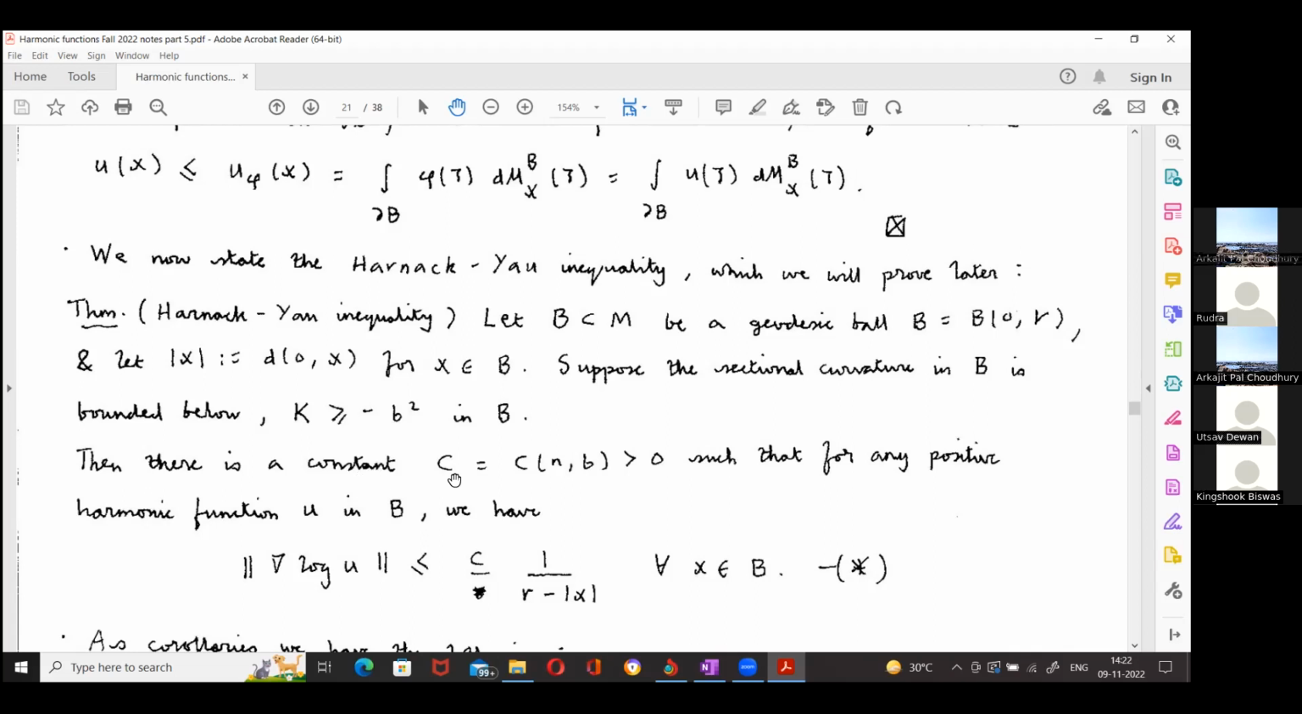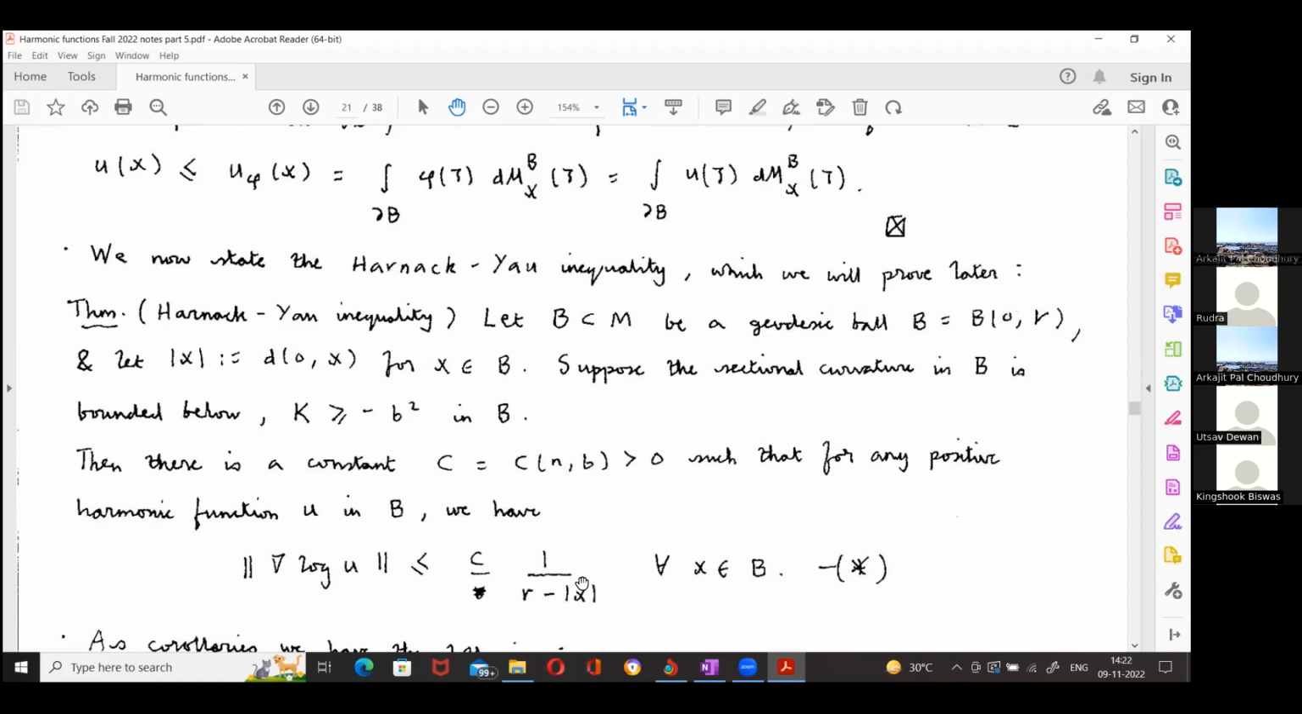And then there is a constant C, which depends only on the dimension and the lower bound on the sectional curvature, such that for any positive harmonic function u in the ball B, we have that the norm of the gradient of log u, and u is positive so I can look at its logarithm, is less than or equal to this constant times 1 over r minus mod x.